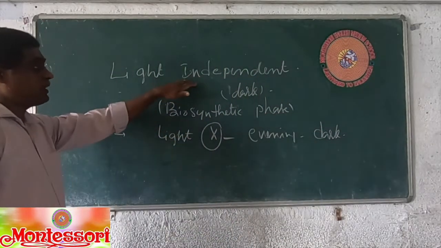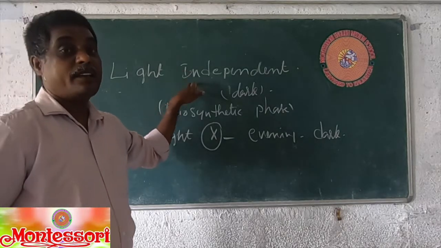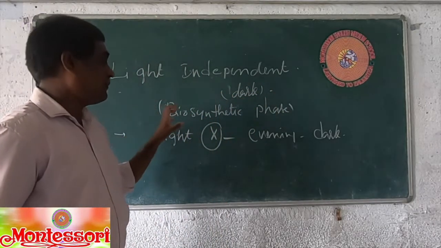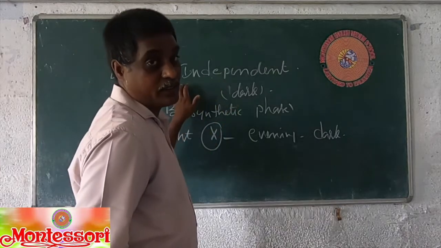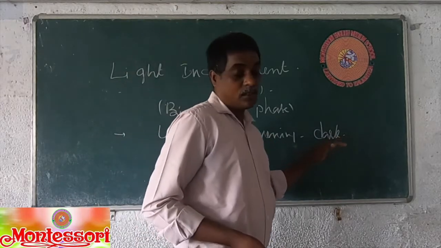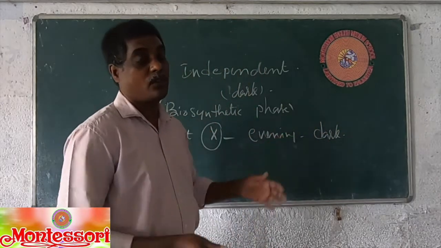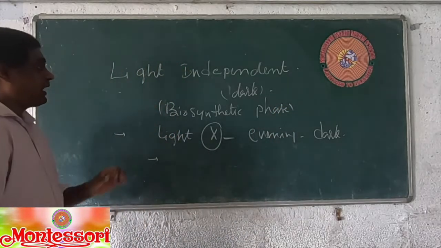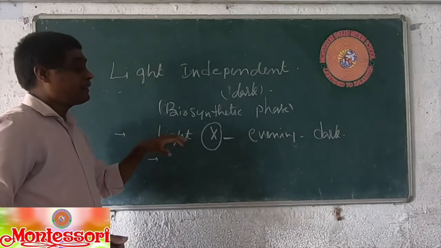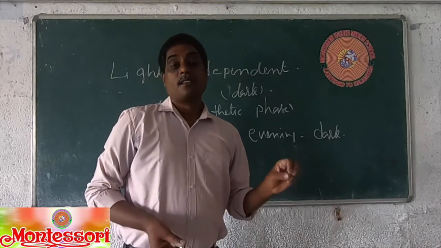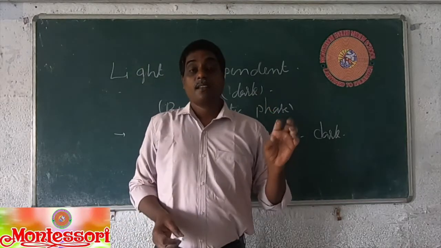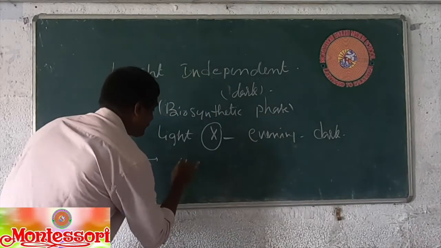The name itself shows light independent reactions. That means there is no requirement of light. The presence of light is not required for this process. These reactions happen at daytime, at evening time, or even in the dark or night time also. Light independent reactions means the reactions happen in the absence of light. Some people think that light independent or dark reactions means the reactions happen only during the night time.